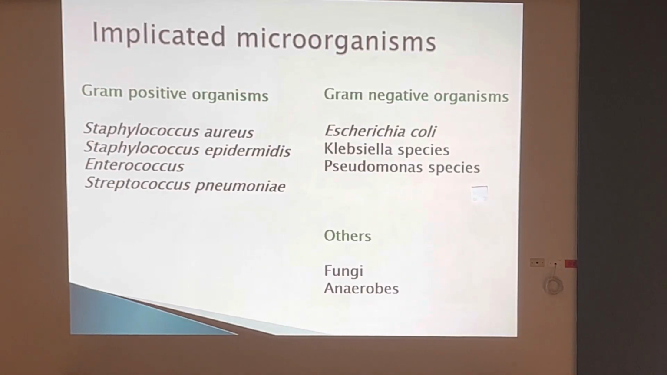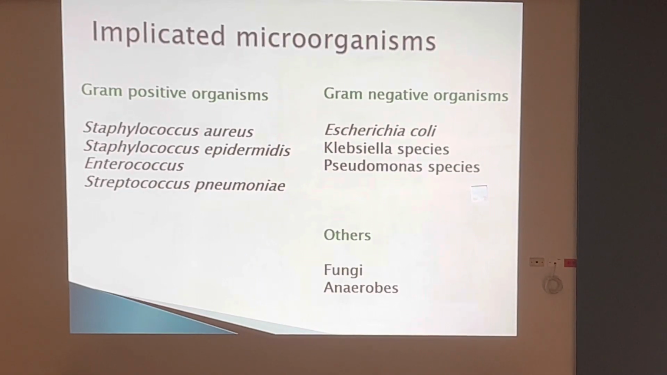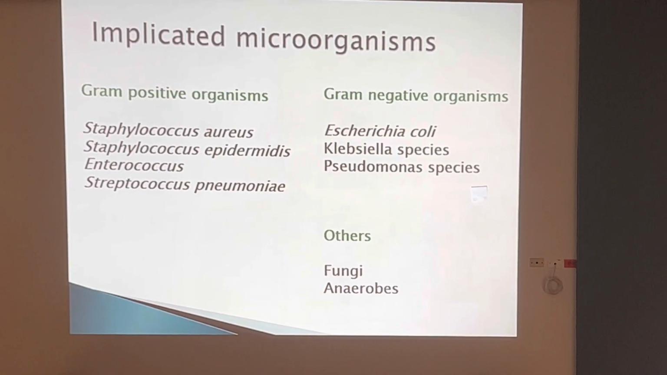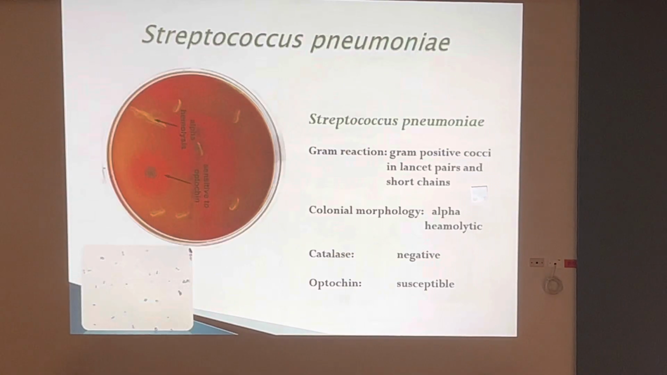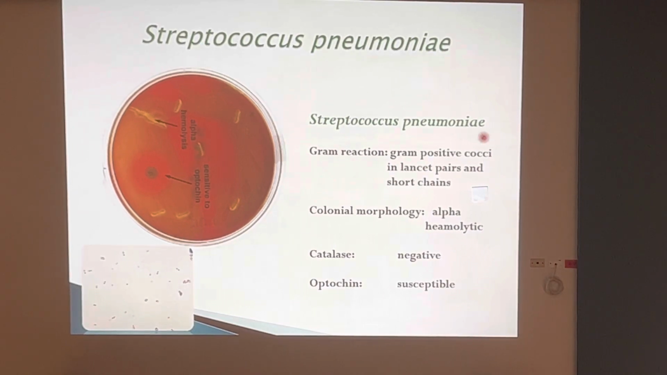What are some of the organisms implicated in sepsis? Gram-positives, your Staph aureus. Can't get enough of your Staph aureus. Staph epidermidis, Enterococcus, also Streptococcus pneumoniae. And some of your gram-negative organisms, they have E. coli, Klebsiella, which I've spoken about, Pseudomonas species as well as fungi and anaerobic organisms. I briefly mentioned Streptococcus pneumoniae when I told you about Streptococcus viridans. Here it is now. Gram-positive cocci in what are termed as lancet pairs.